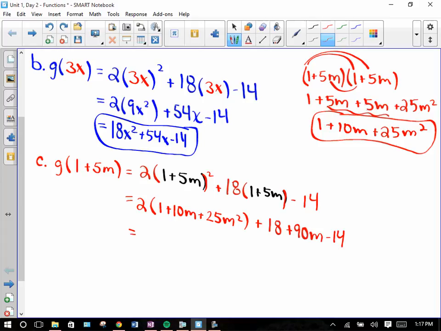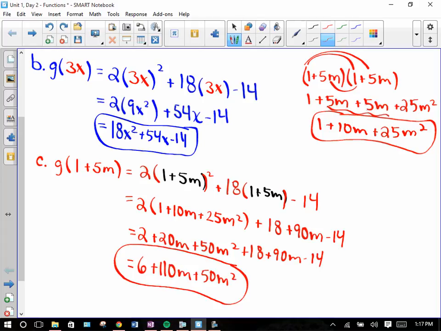And then you have 2 times 1, which is 2. 2 times 10, which is 20n. 2 times 25, which is going to be 50n squared. Plus 18, plus 90n, minus 14. You combine everything, and you get 2 plus 18 is 20 minus 14, that's 6. 20n plus 90n is 110n, and then I have plus 50n squared.